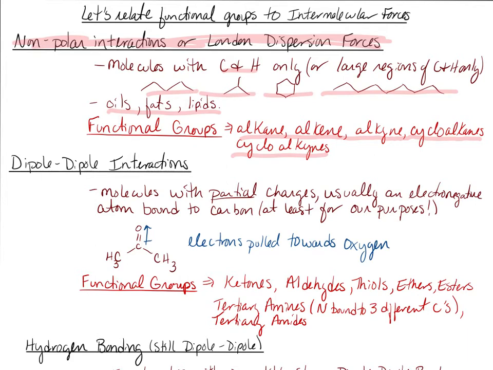Next, we have dipole-dipole interactions. So these are molecules with partial charges. As we were talking about, you've got the electrons from this bond that's being pulled upwards. So the electrons are pulled towards oxygen. But we don't have oxygen directly bound to hydrogen. That is a specific hydrogen bond. So we'll talk about that in just a second.